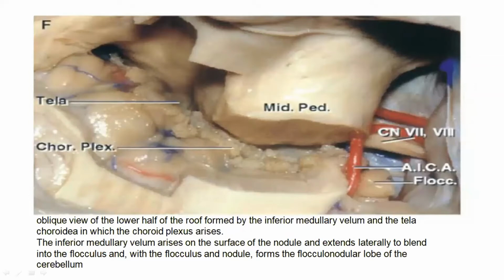A further deeper dissection of the same space. This is the oblique view of the lower half of the roof, which is formed by the inferior medullary velum and the tela choroidea and the choroid plexus. The inferior medullary velum, as we already saw, arises on the nodule and then extends laterally. And then it blends with the floccular lobe of the cerebellum, and this is an important landmark of the flocculonodular lobe of the cerebellum. So these were the deeper dissections of this surface, the tentorial surface, along with the anatomy of the cerebello-mesencephalic fissure.